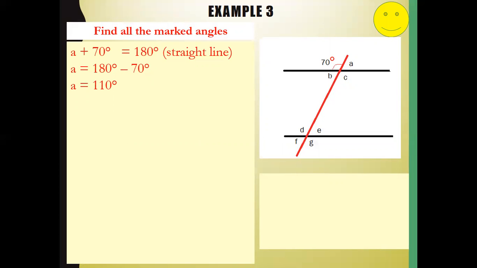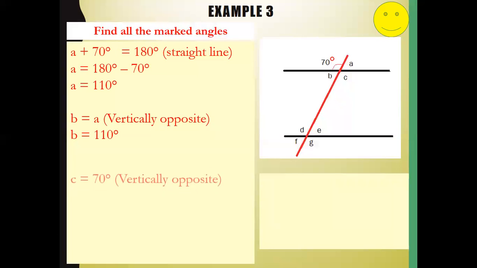A is 110. Now the next thing we need to understand is that B is vertically opposite A. If you see that B and A are vertically opposite, from our previous classes you would be able to say assuredly that B is 110 degrees. The next thing we need to know is that C is vertically opposite 70. Can you see we're breaking it down little by little? So C is vertically opposite 70, so C equals 70.